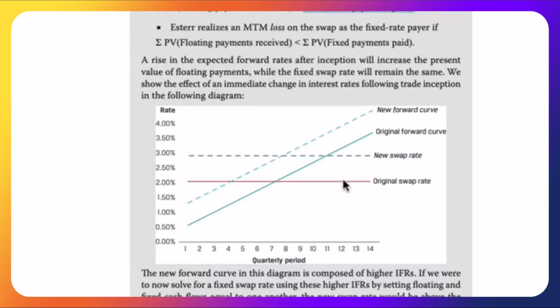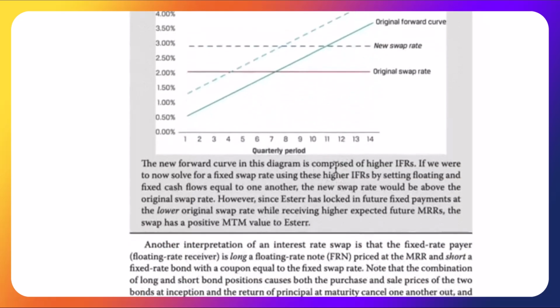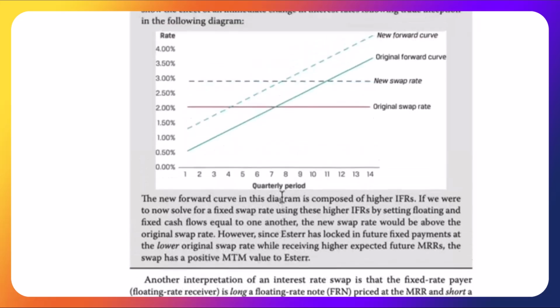So if we're lucky and we got this lower rate, it must be worth something to us, right? The new forward curve in this diagram is composed of higher implied forward rates. If we were to now solve for a fixed swap rate using these higher IFRs by setting floating and fixed cash flows equal to one another, the new swap rate would be above the original swap rate. However, since Esther has locked in future fixed payments at the lower original swap rate while receiving higher expected future MRRs, the swap has positive mark-to-market value to Esther.